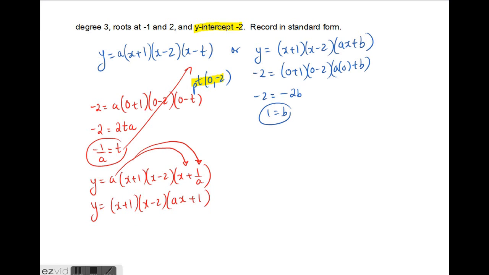We just need to specify that a is allowed to be any real number, and it just cannot be 0, because if it's 0, we would have basically multiplying by 0 out in front, and the whole thing becomes just a constant 0, not a degree 3 polynomial. I'm not going to say that a cannot be negative 1 or positive 2 because we're not told that these roots could not be repeating. So I'll leave it just like that. The only other specification is that we have to record it in standard form.